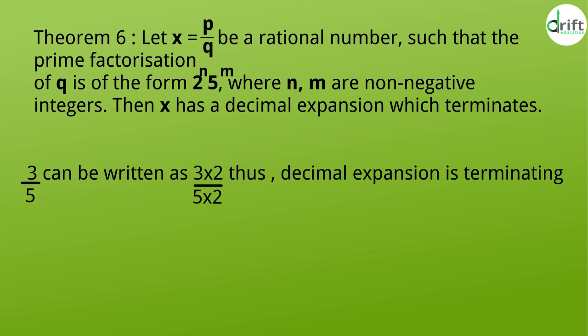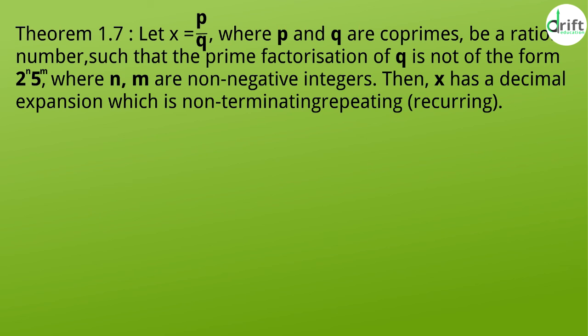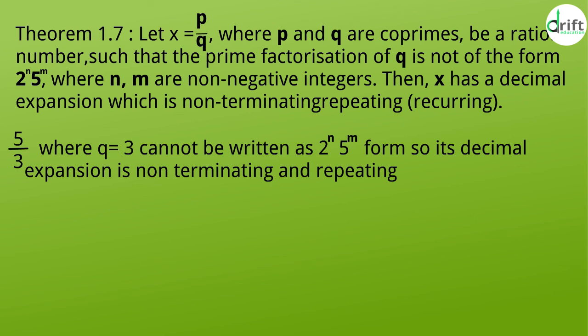thus the decimal expansion is terminating. Now our seventh theorem: let x equals p by q, where p and q are co-primes, be a rational number such that the prime factorization of q is not of the form 2 to the power n, 5 to the power m, where n and m are non-negative integers. Then x has a decimal expansion which is non-terminating, repeating, recurring. For example, 5 by 3, where q equals 3, cannot be written in the 2 to the power n into 5 to the power m form, so its decimal expansion is non-terminating and repeating, as you can see on the screen.